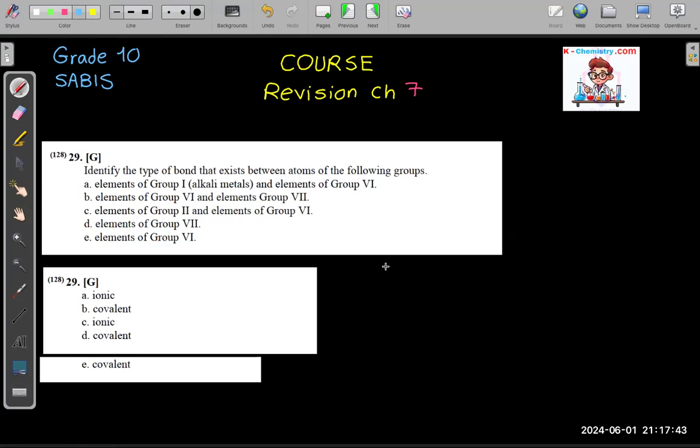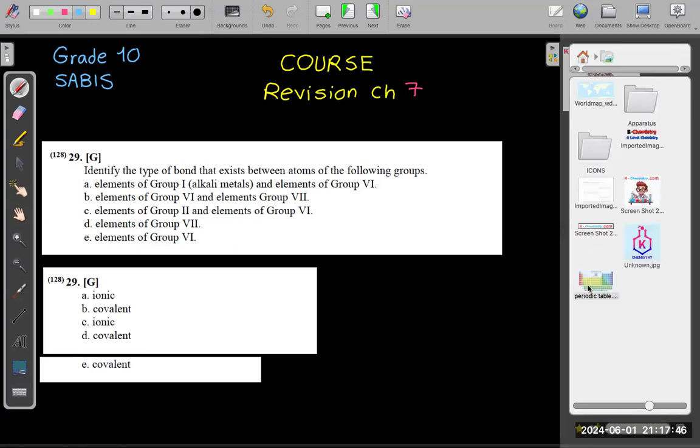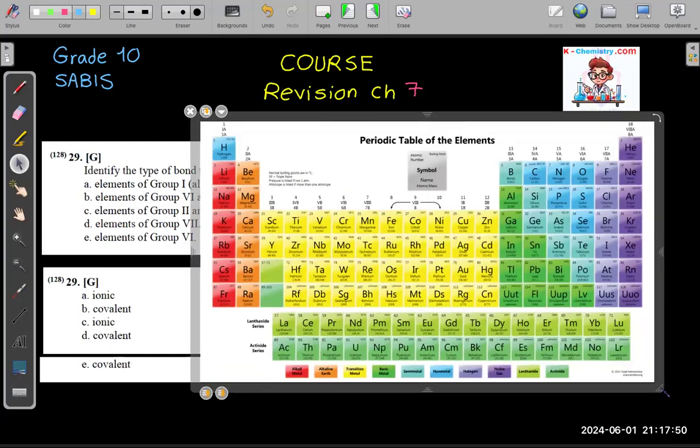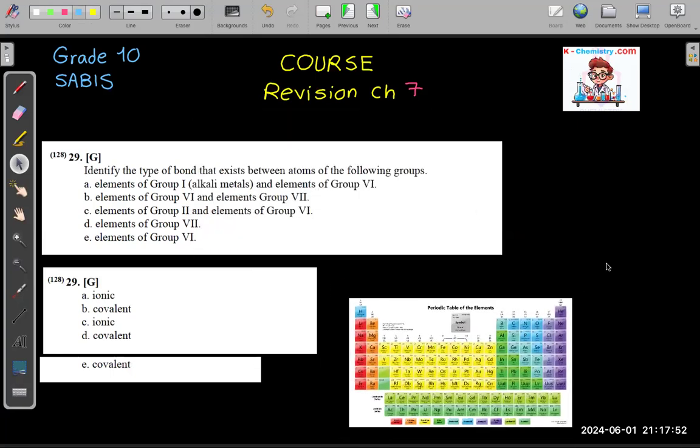If you have an element from the left side of the periodic table and an element from the right side, what kind of bond do they form? You know that one. You take something from the left, a metal, and something from the right, a non-metal. What is the type of bonding? Is it covalent or ionic? It's ionic.